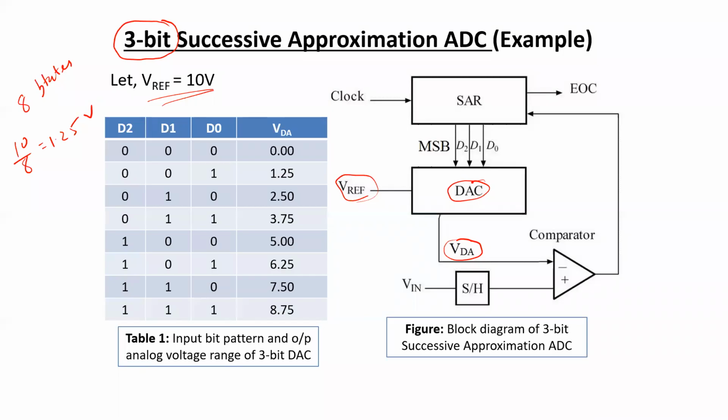So from each bit sequence to the next sequence, the jump will be 1.25. If we start from 000, that will give us an analog voltage of 0 volts. Then for 001 we are going to have 1.25. In this way, in each quantizer state there will be a jump of 1.25 volts.